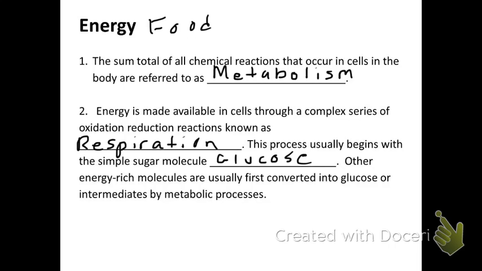Okay, so IB expects you to be able to calculate the energy that is found in foods. And basically how we do this in science, and you're very familiar with this already, is that you use calorimetry. Now we use a special calorimeter. This is called a bomb calorimeter.